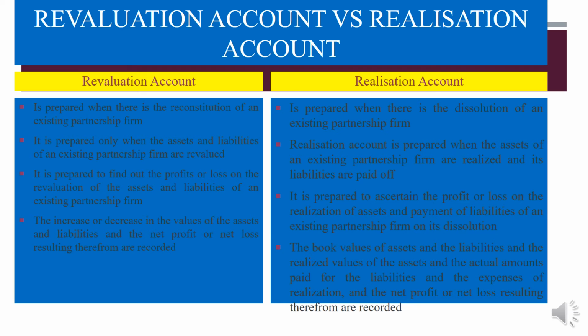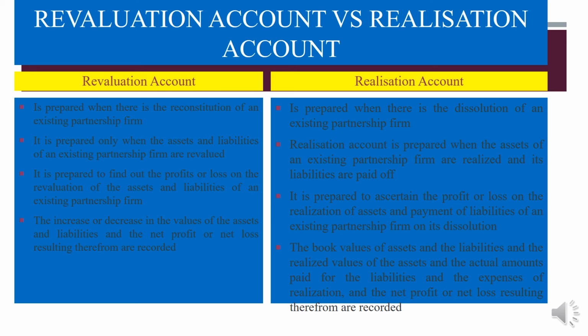See, here the realization account is prepared for finding out the loss or profit out of the assets which are sold. Okay, fine. The last point of difference is the revaluation account: the increase or decrease in the value of the assets and liabilities, and the net profit or net losses resulting therefrom, are recorded here. See, in the revaluation account, what we do is record the increase or decrease in the value of the assets first, and the liabilities, of course, and the net profit or net losses resulting therefrom.